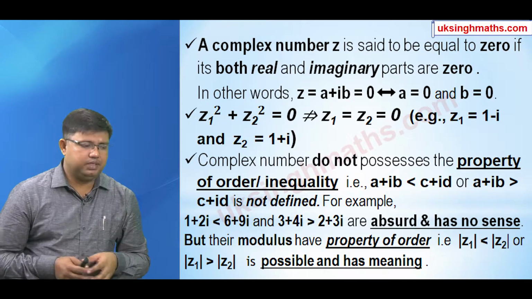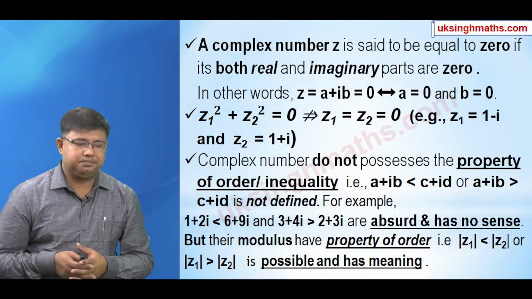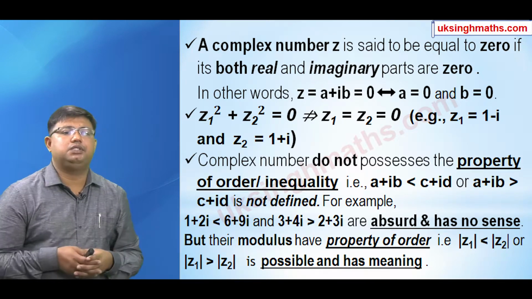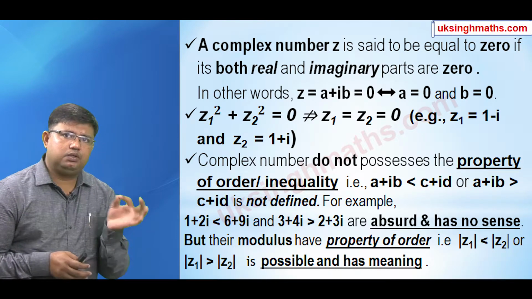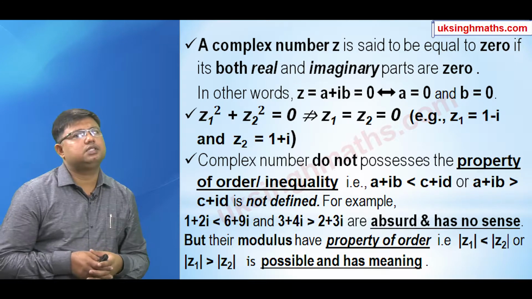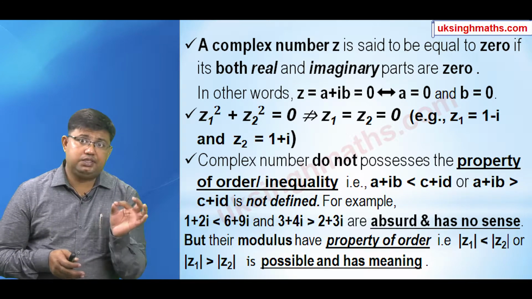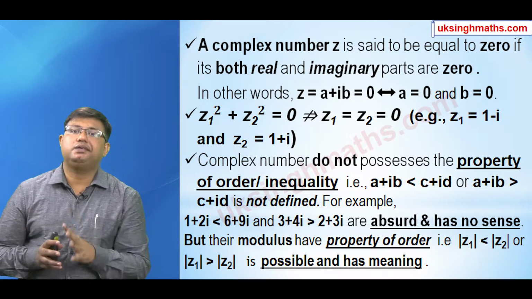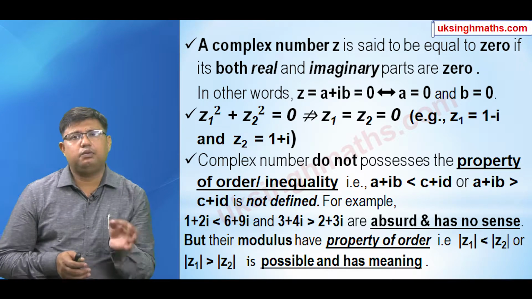A complex number is said to be equal to 0 if both of its real and imaginary parts are equal to 0. Suppose z equal to a plus ib be our complex number. Then this z will be equal to 0 if and only if a equal to 0 and b equal to 0. Now let us understand one more concept.